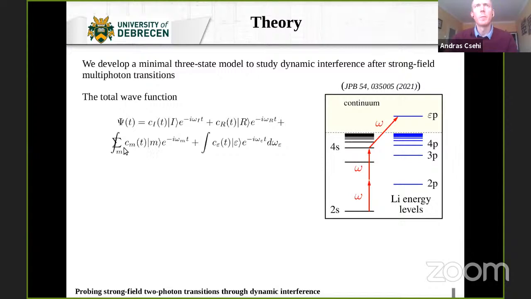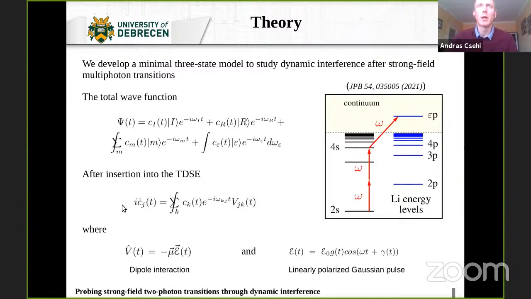Even though they are not populated, they are important because, as we will see, they give rise to the Stark shifts of the essential states, the initial and resonant states, for example. So it is important to include these states in the description. Of course, we plug this wave function form into the Schrödinger equation, and we end up with this coupled set of first-order differential equations for the population amplitudes.